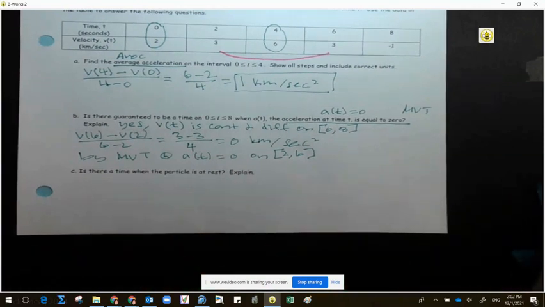Did y'all realize every time there was the word guarantee, we've been using the MVT? Did y'all realize that pattern? Okay? If you didn't, I want you to notice that now.